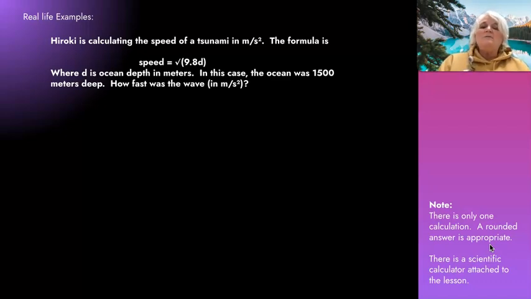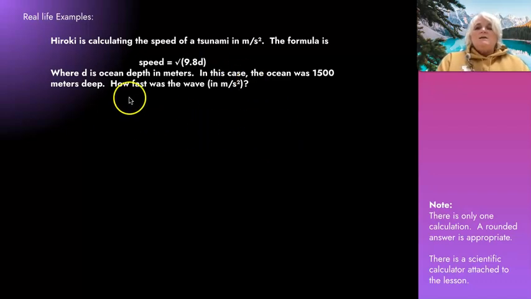So I want a rounded answer, because if I come up to anybody who's walking down the street and I say 9.8 times the square root of 1500, they're not going to know what I'm talking about, or it takes some figuring to figure out what I'm talking about. There is a scientific calculator attached to the lesson, and I will be using a scientific calculator to do my computation here.